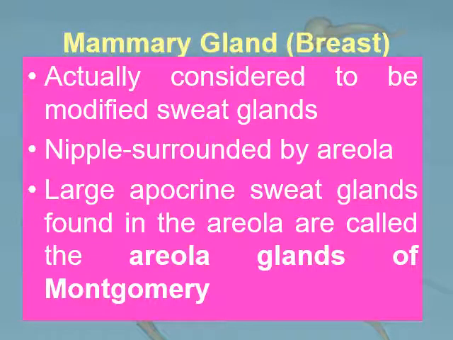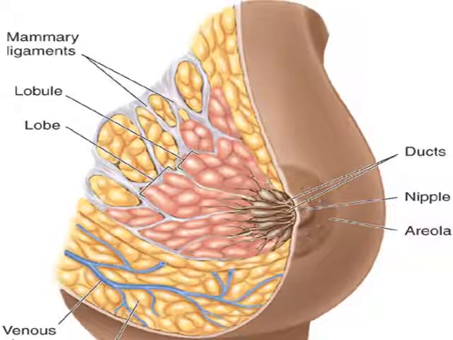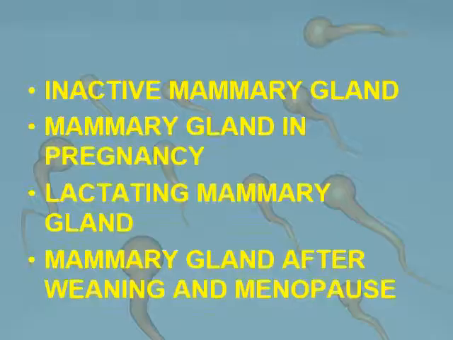So the mammary gland is also included in the female reproductive system. It is considered a modified sweat gland. So yung nipple, it is surrounded by the areola. Tapos, meron ditong large apocrine sweat glands na ang term is areolar glands of Montgomery. So we have the nipple, areola, tapos meron siyang mga mammary ligaments sa loob. So we have the inactive mammary gland, the mammary gland in pregnancy, the lactating mammary gland, and the mammary gland after weaning and menopause.